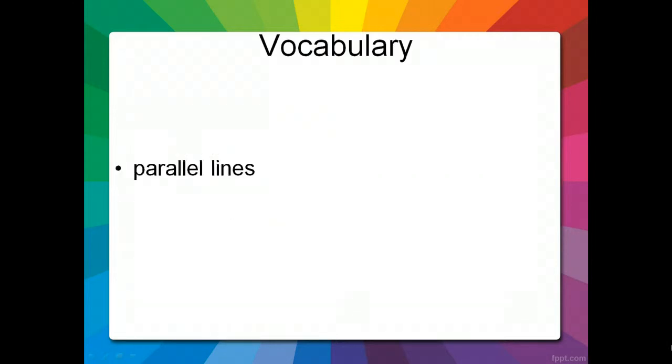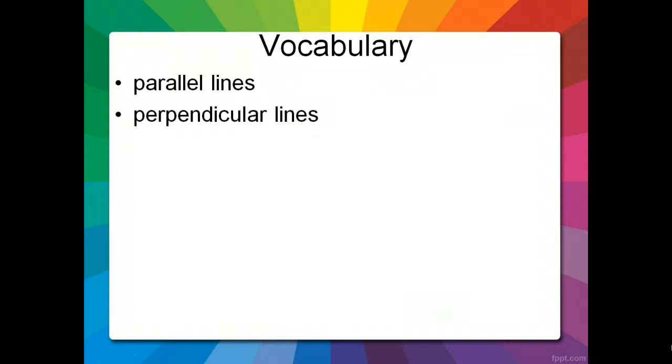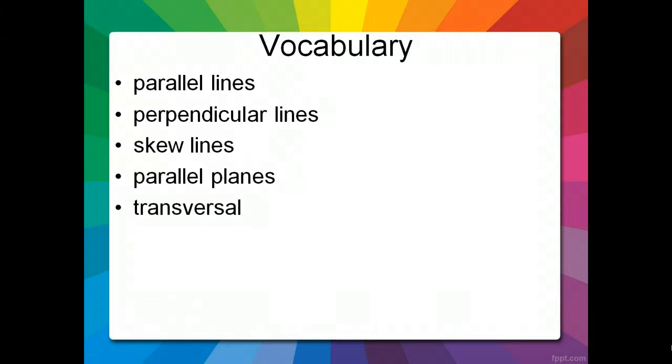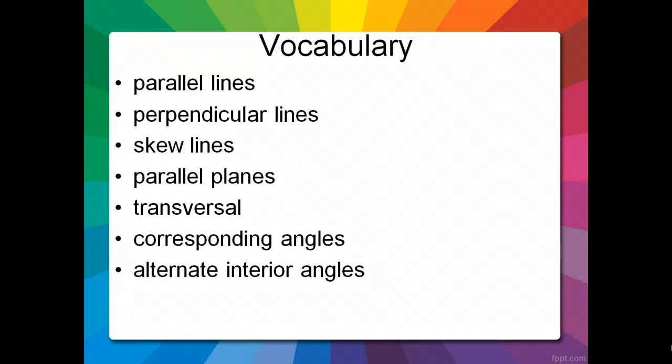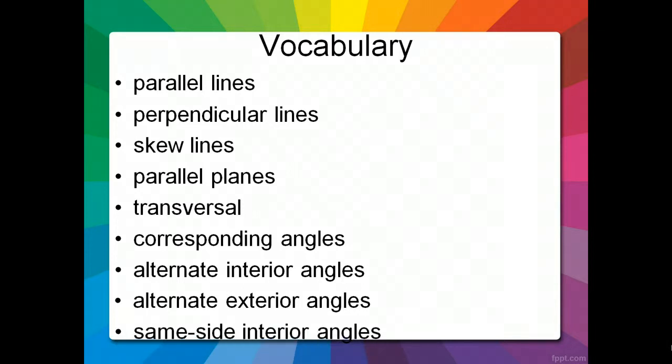Your vocabulary list includes parallel lines, perpendicular lines, skew lines, parallel planes, transversal, corresponding angles, alternate interior angles, alternate exterior angles, and same side interior angles.